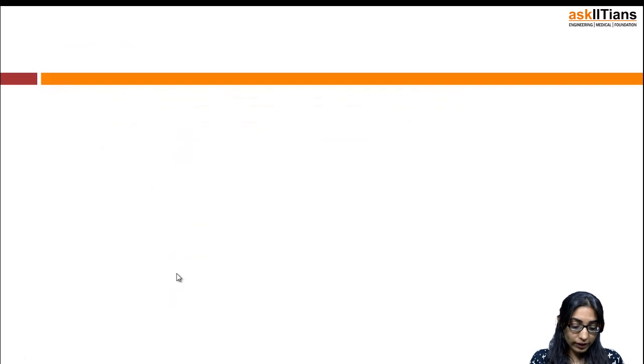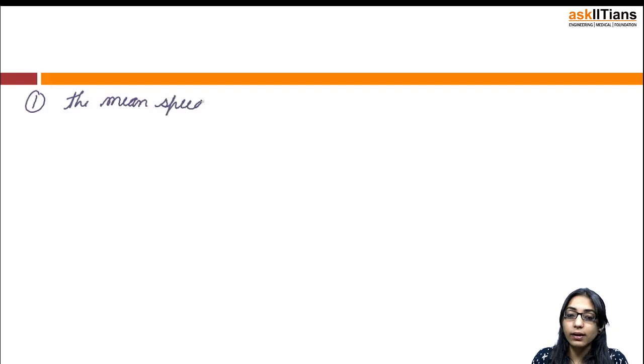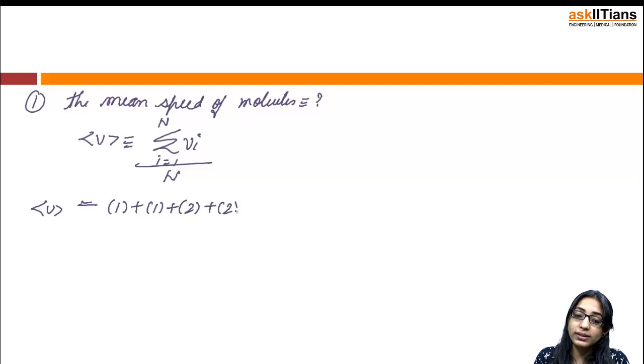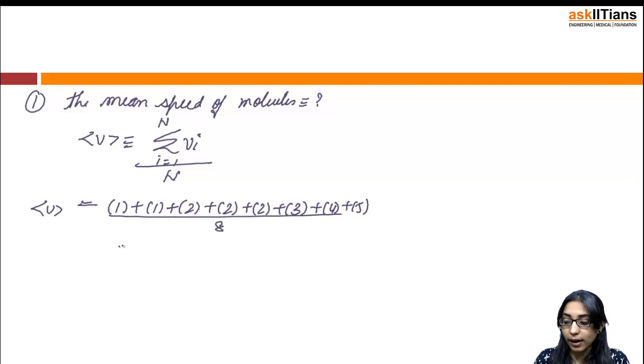Now if I am asked to do this question, let's go one by one. So first let us find out the mean speed of molecules. That is a very simple question where V will be written as sigma Vi, i equal to 1 to n, divided by n. Hence, V can be written in this case as 1 plus 1 plus 2 plus 2 plus 2 plus 3 plus 4 plus 5 divided by 8. If I ask you to calculate it, it comes out to be nearly 2.5 meters per second.